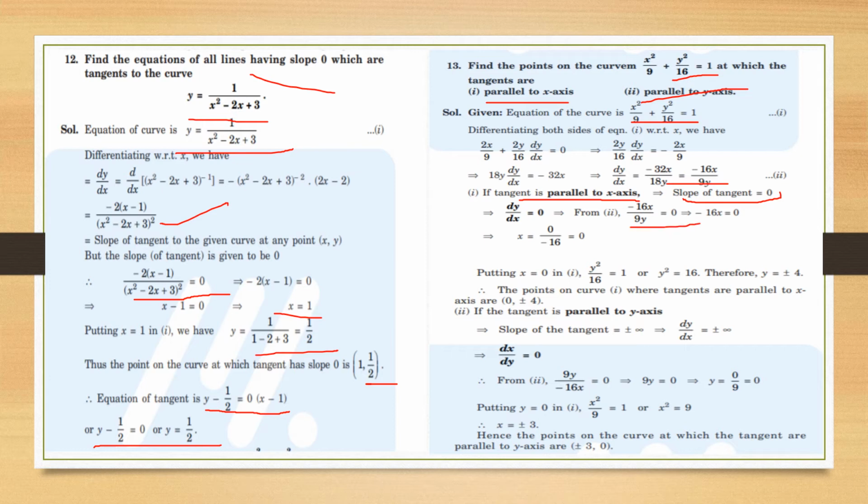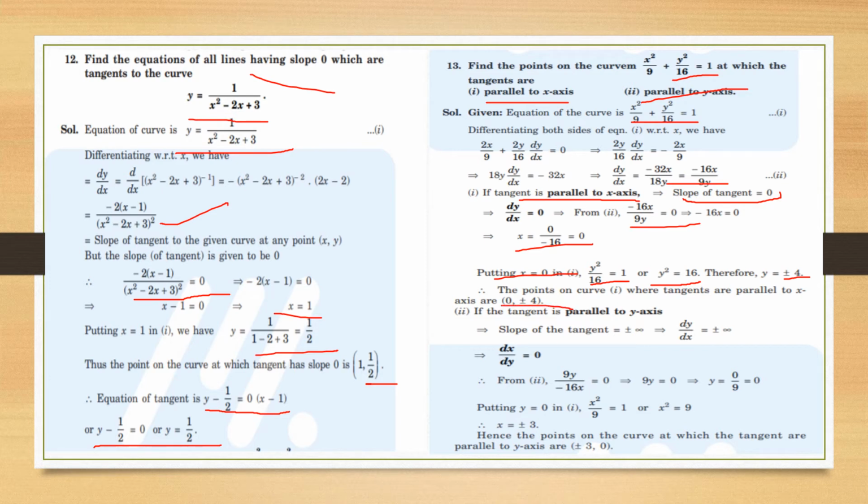That gives me x as 0. So when x is 0, I can calculate y from here. This term will become 0, so y square by 16 equals 1. That gives me y square equal to 16, y is plus minus 4. So my points are (0, plus minus 4).